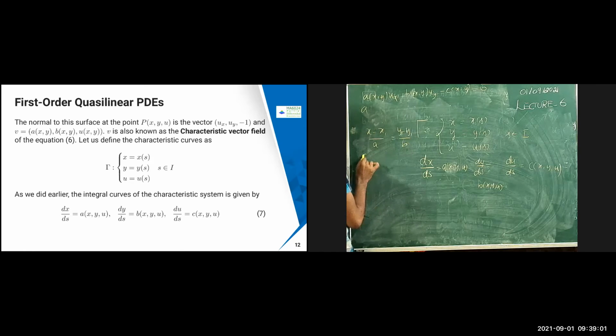This is the same as this one: dx by ds equal to a, and dy by ds equal to b. Same thing, because x minus x1 is some difference we are taking, and y minus y1 is some difference. Now you can take those infinitesimal things. So therefore you are going to get dx by ds equal to a, dy by ds equal to b.